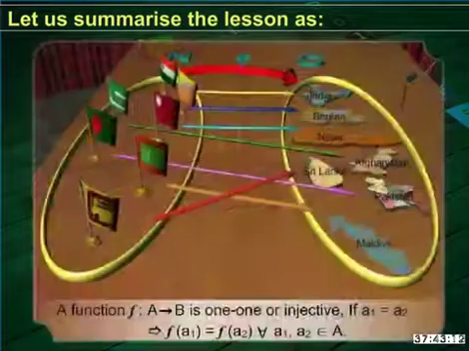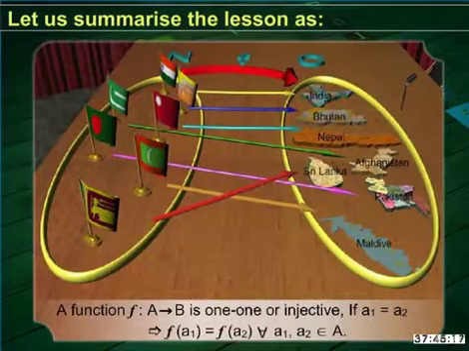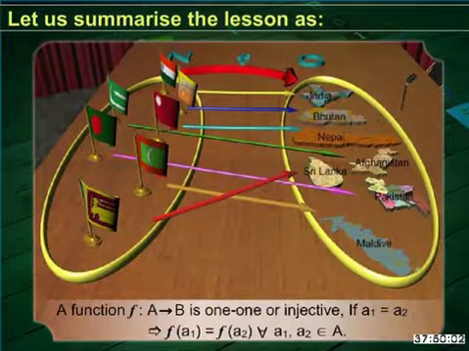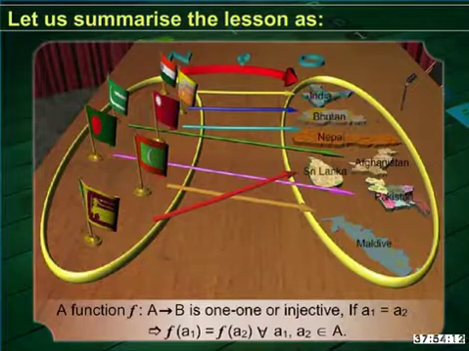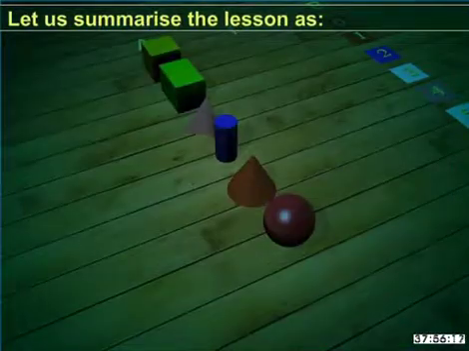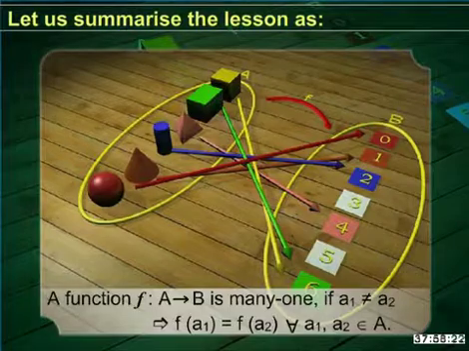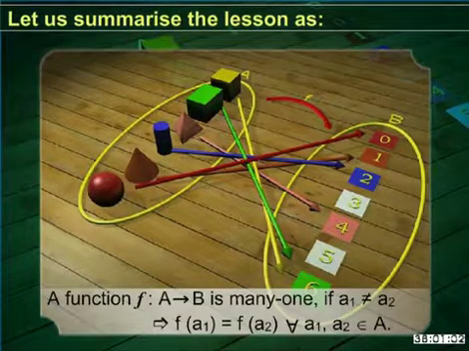A function f from set A to set B is one-one or injective if distinct elements of domain A have distinct images in its codomain B. Many-one if two or more than two elements in set A have the same image in set B.